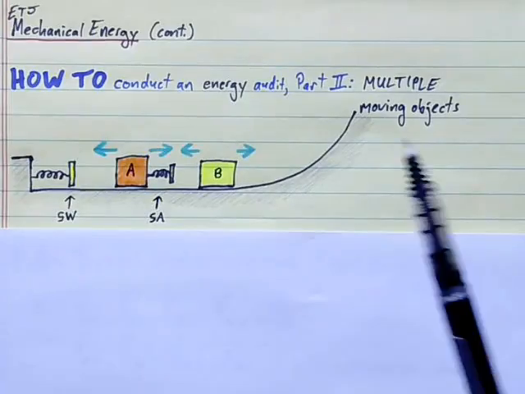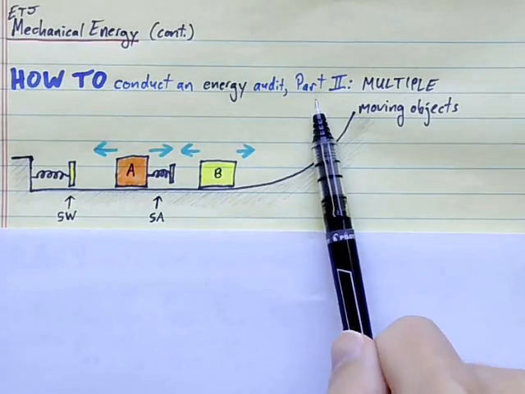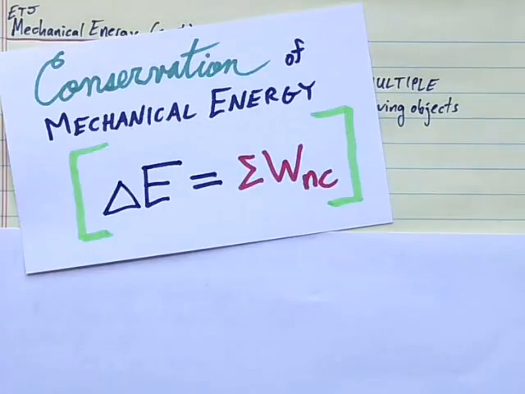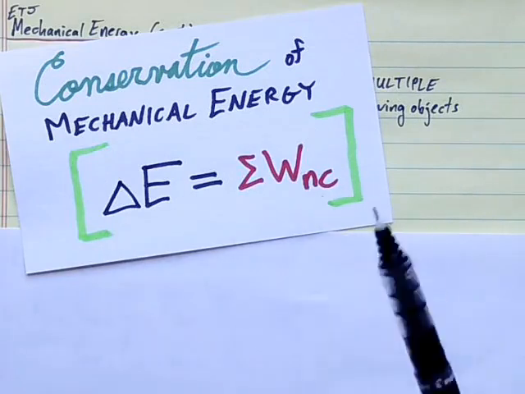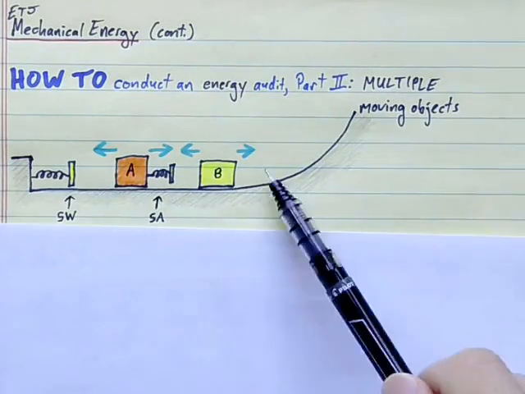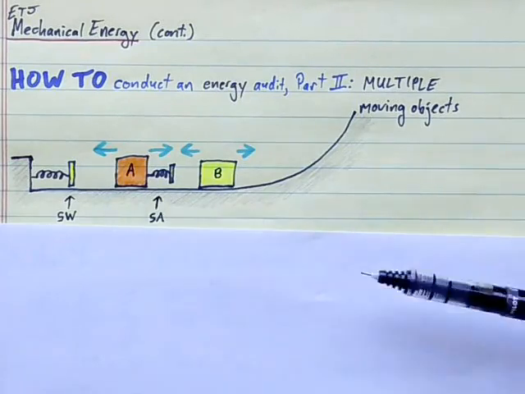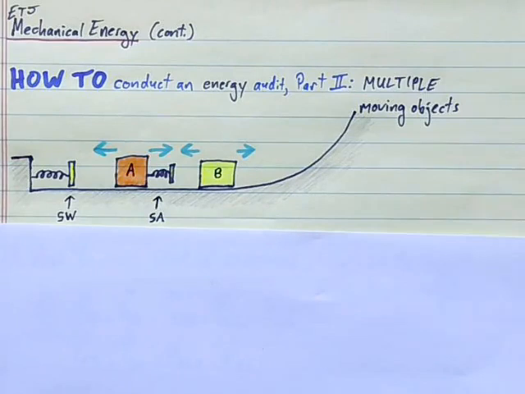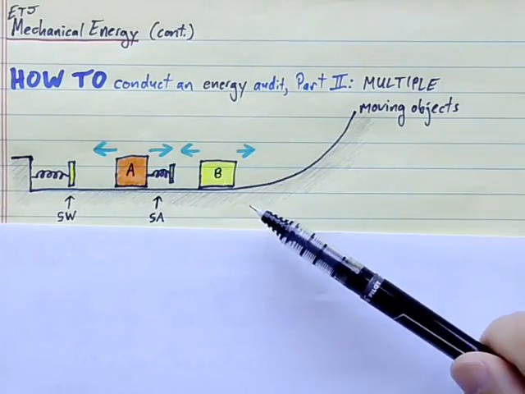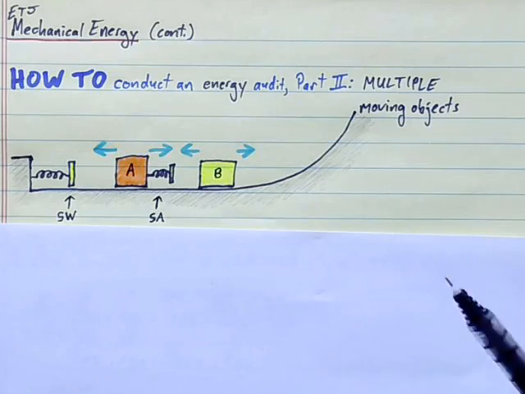In part two of how to conduct an energy audit, that is, how to apply the principle of conservation of mechanical energy, we're going to look at a scenario containing multiple moving objects. Most of what we do will be identical to how we handle a scenario with a single moving object, but there will be a couple of subtleties to handle.